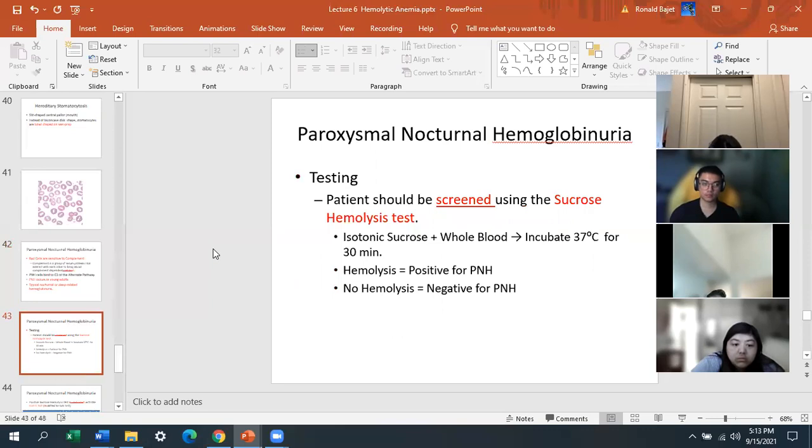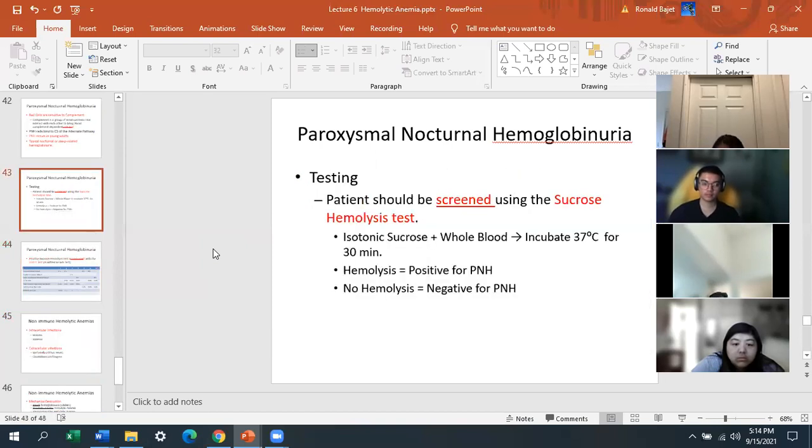All right, so PNH. Make sure you know how to test for PNH, or paroxysmal nocturnal hemoglobinuria. So to screen for it, and make sure you understand it's screening, to screen for PNH, you have to do the sucrose hemolysis test. That's where you take the patient's blood and you add it to sucrose, incubate it at 37 degrees for half an hour, and you look for hemolysis. Okay, so you're mixing it with sucrose. This is called the sucrose hemolysis test. I guess you can say S for screening, S for sucrose. Okay, sucrose hemolysis test is the screening test.